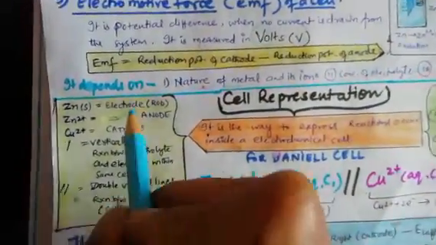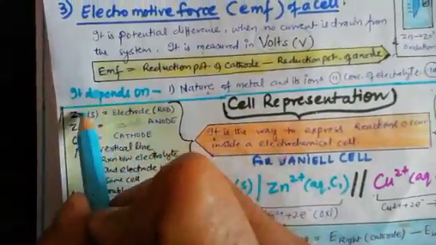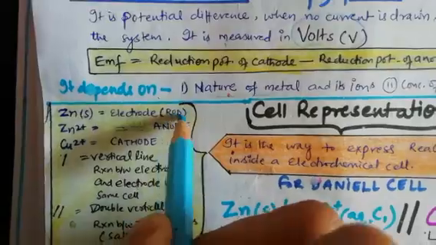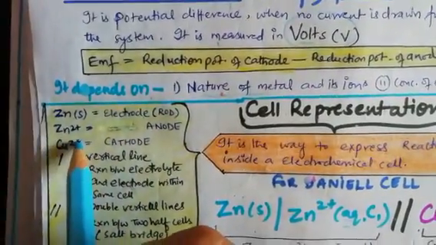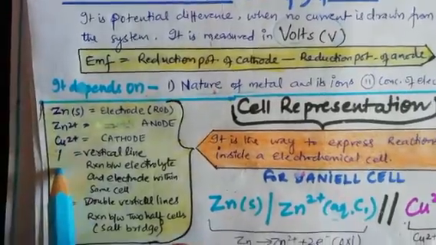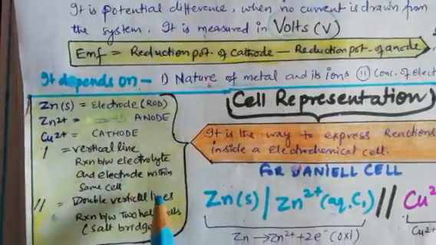Let's understand a little bit more about what is solid and what is liquid. When zinc solid is written, it means that it is a simple electrode, which is a rod. When Zn 2 positive or Cu 2 positive is written, then Zn 2 positive is the anode and Cu 2 positive is the cathode. And this single vertical line represents the reaction between the electrolyte and the electrode.